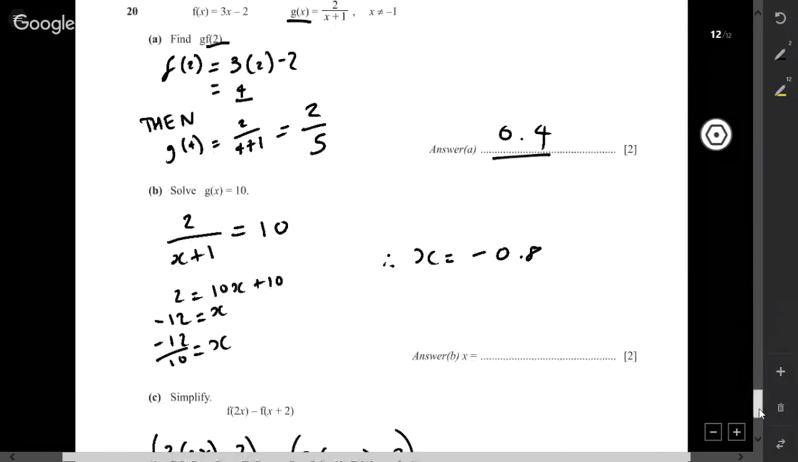Question B. Solve g(x) equals 10. So this is g(x), and we're going to put that equals 10. So again, we're just going to play around with this. What I've done is I've moved x plus 1 over to this side, which becomes 10x plus 10 equals 2. Minus 10 from each side, minus 8... sorry, minus 12 equals x. Oh, sorry, that should say 10x. Minus 8 over 10 equals x. So that is, as a decimal, minus 0.8.